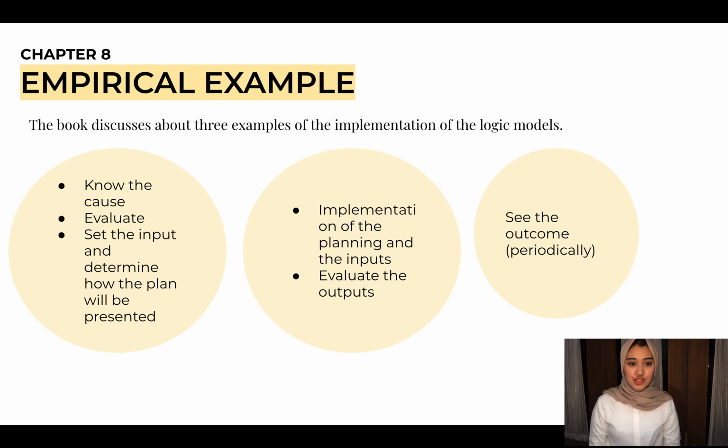So, the book mentioned several real examples about the implementation of logic models, and I noticed a pattern in these several examples that include 3 phases, if I may say. The first one is we need to know the cost first. We evaluate the cost, and then we set the input and determine how the plan will be presented. So hopefully it will give the people that will contribute to the project the knowledge of exactly what the objectives are.